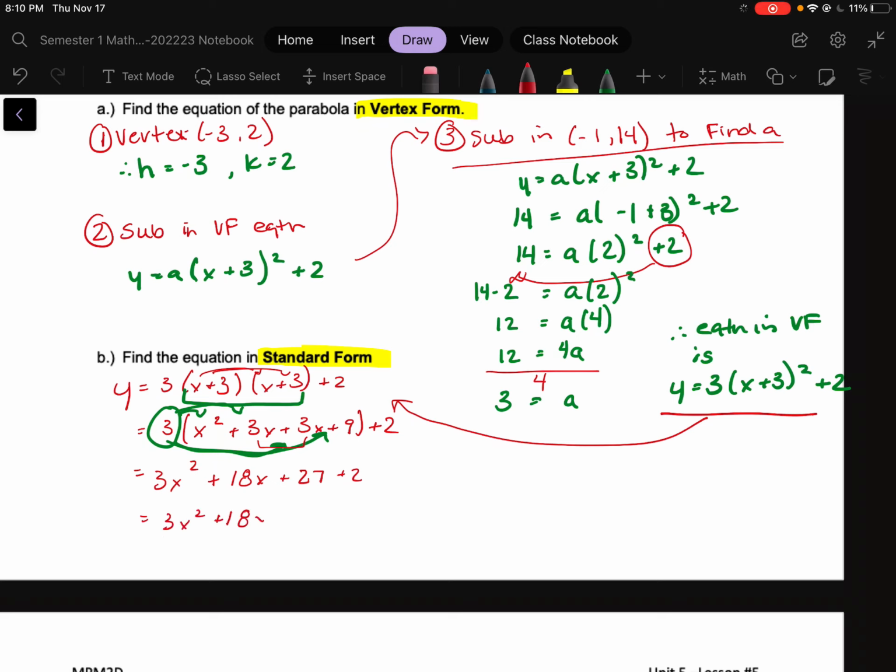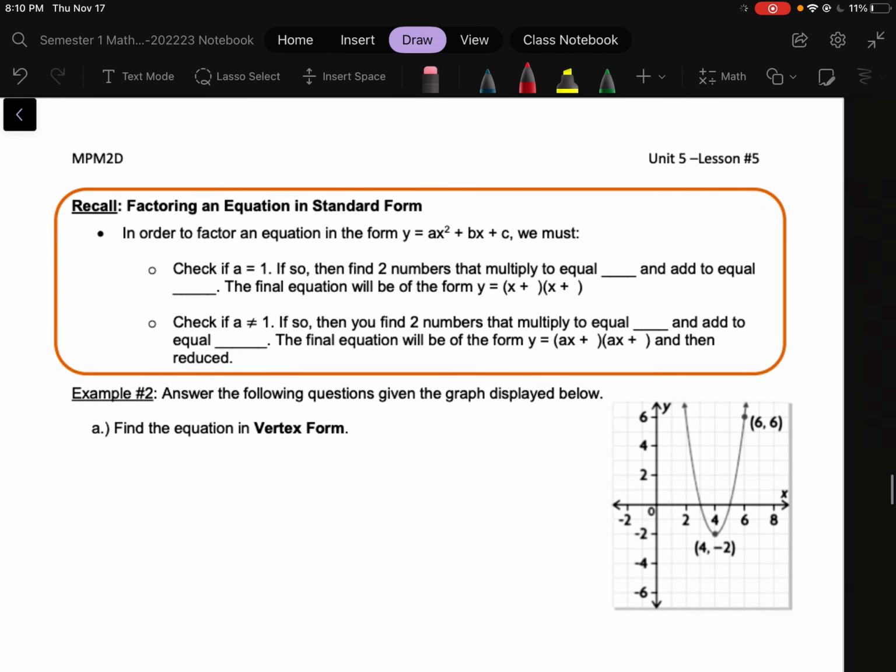So 3x to the power of 2 has nothing to combine with. 18x has nothing. But 27 plus 2 is going to be 29. So therefore, that is our equation in standard form.